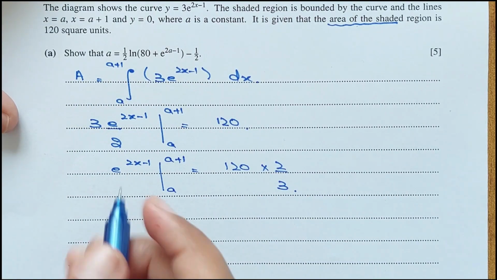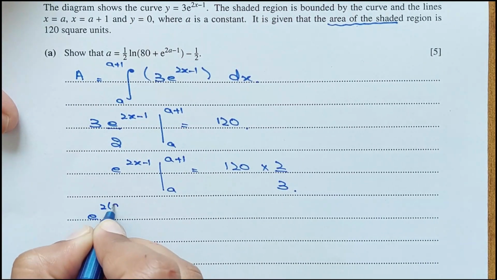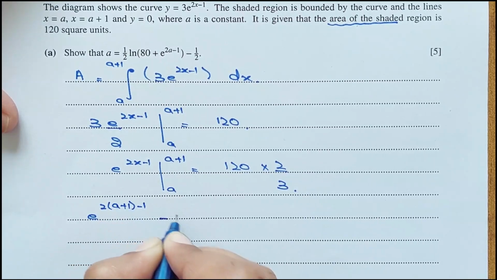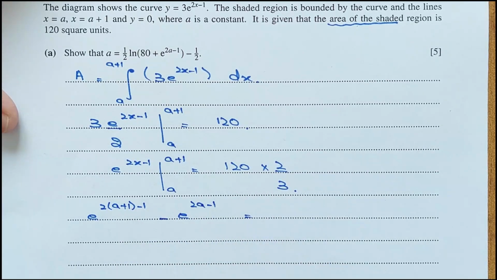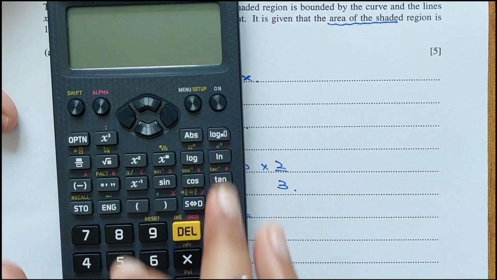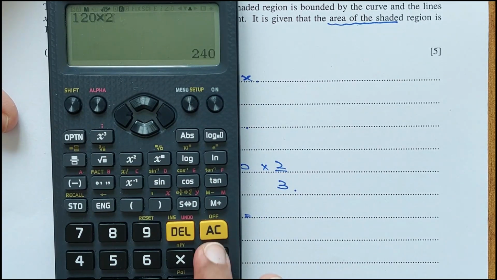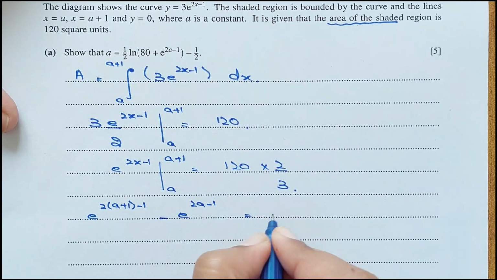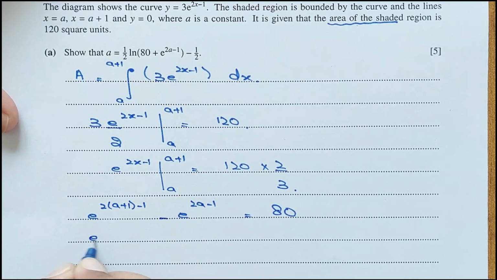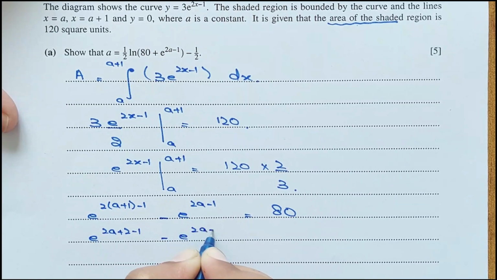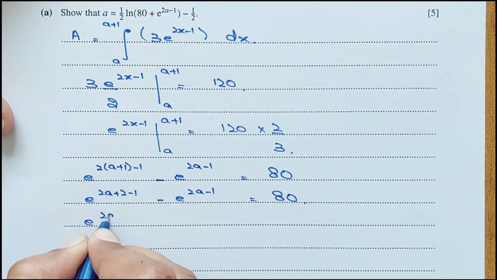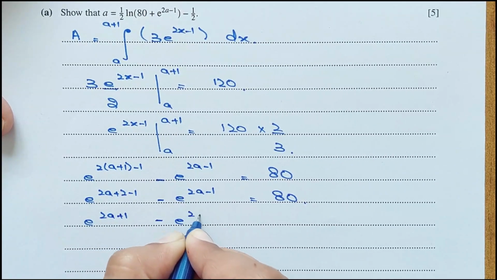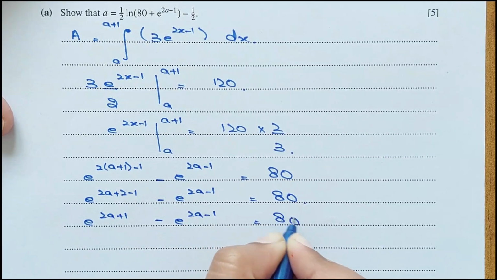Now let me substitute the limits. The upper limit is e^(2(a + 1) − 1), minus the lower limit e^(2a − 1). This is 120 times 2 over 3, which is 80. So e^(2a + 2 − 1) − e^(2a − 1) equals 80, right? So e^(2a + 1) − e^(2a − 1) equals 80, right?